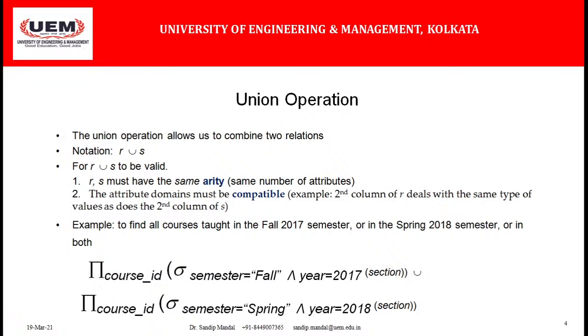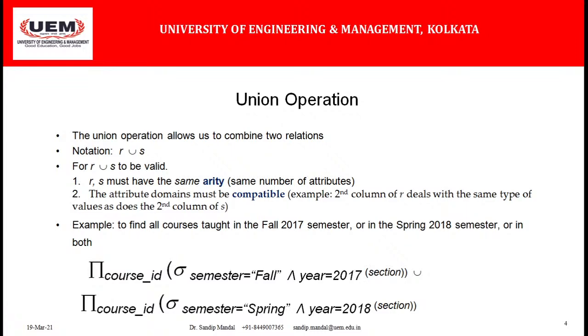So whenever you are taking two relations, or better to say two instances, the same number of attributes must be there. Next, the attribute domains must be compatible. Meaning, in both of the instances or tables, the attribute domains, that is the first attribute, second, third and fourth attribute, in all the attributes the length should be the same, and the domain of the attribute, meaning the data type of the attribute, must be the same.